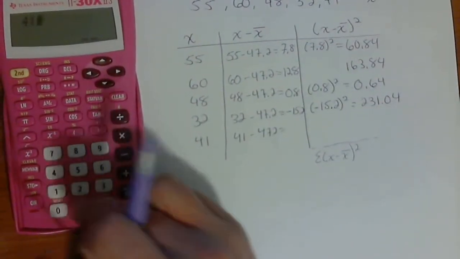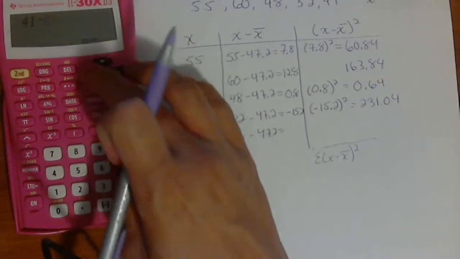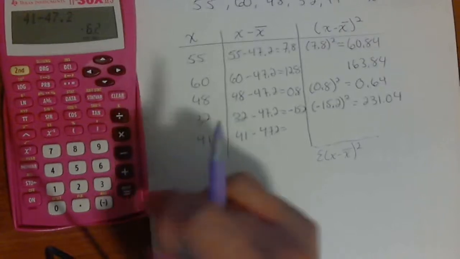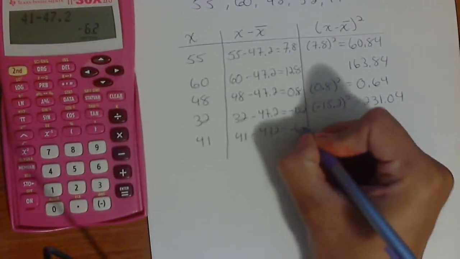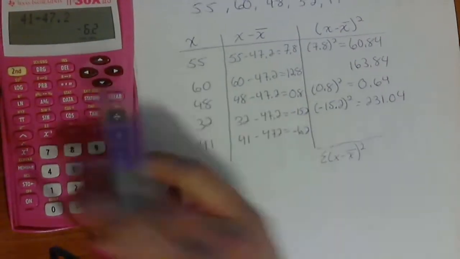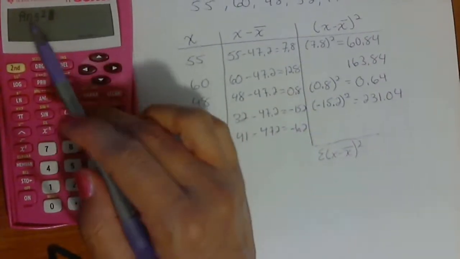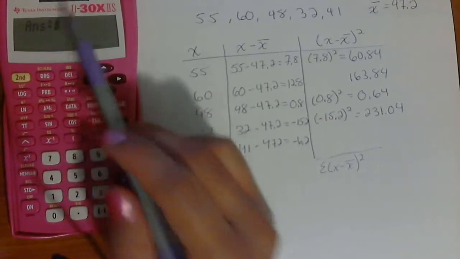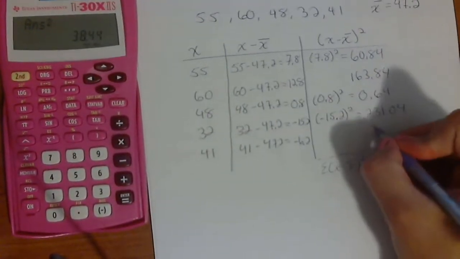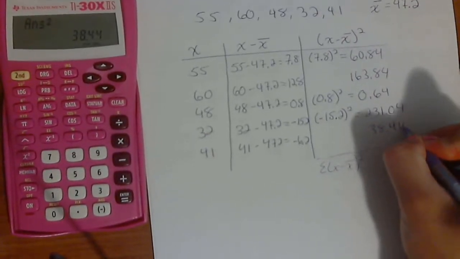Now let me show you what else you can do. I've got 41 minus 47.2, and I get a negative 6.2. Just like previously, whenever I have the answer, I can also just hit square, meaning it's got the answer, and we're going to square it. And we're going to hit enter, and I get 38.44.